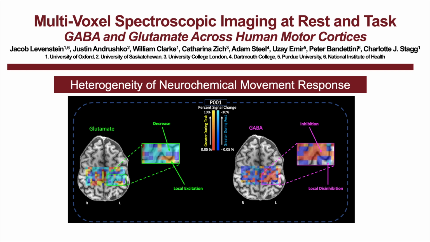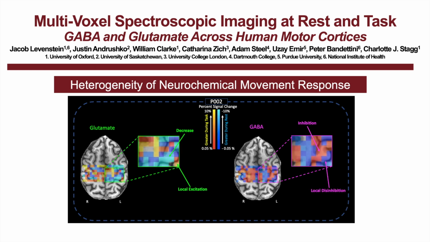Focusing in on a single participant and looking specifically at their task active hemisphere, within glutamate we can observe local excitation on the posterior bank of the precentral gyrus and to a greater extent on the anterior bank of the postcentral gyrus. We see an inverse pattern in their GABA where we see this local disinhibition. We also observe areas of greater decrease in glutamate and increase in GABA on the anterior side of the precentral gyrus.